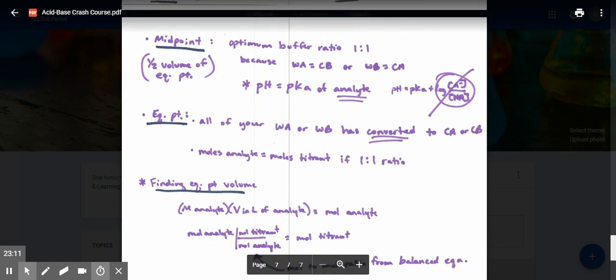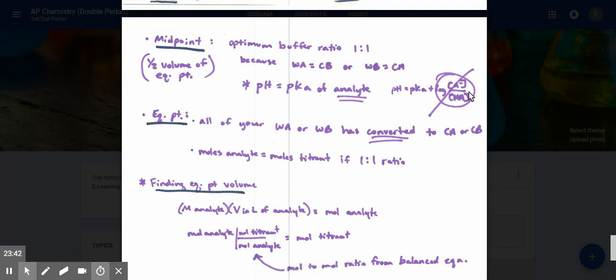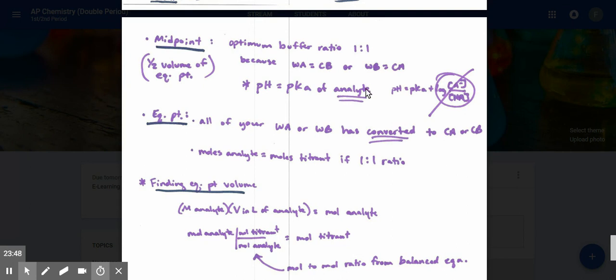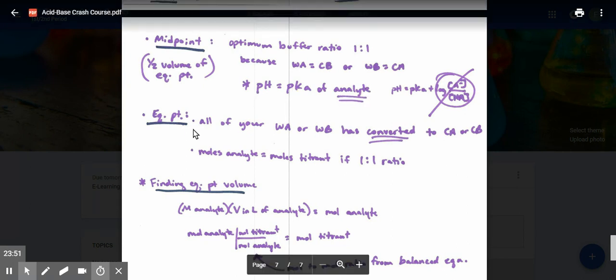Couple of important things along the titration curve. So your midpoint is the optimum buffer ratio, which is again 1:1. This is because your weak acid is equal to your conjugate base, or your weak base is equal to your conjugate acid. Midpoint is found at half the volume of the equivalence point. And a very important thing here, pH is equal to pKa of your analyte. The reason why is because if these two in your buffer equation are equal, this whole thing is 0.